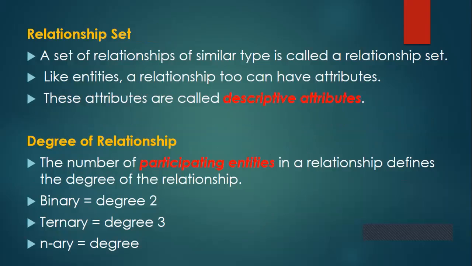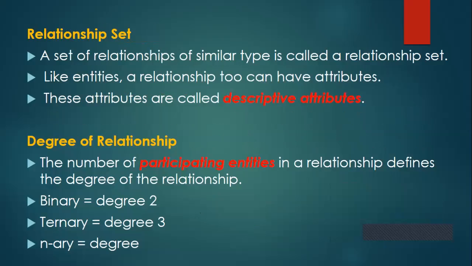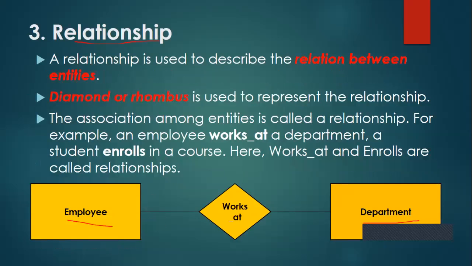Next is relationship set. A set of relations which are of similar type is called a relationship set. Like entities, a relationship too can have attributes. Now we are speaking of a relationship between employee and department, that is works. That relationship is called a relationship set, a set of relationships altogether.